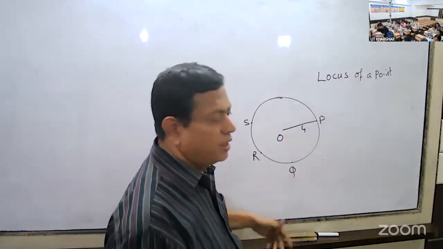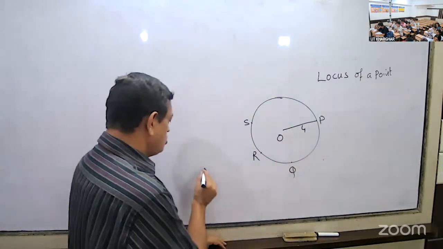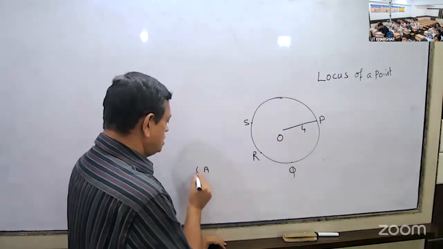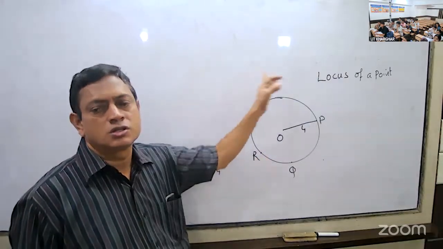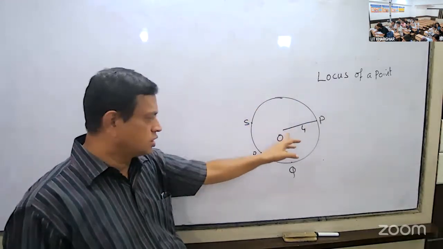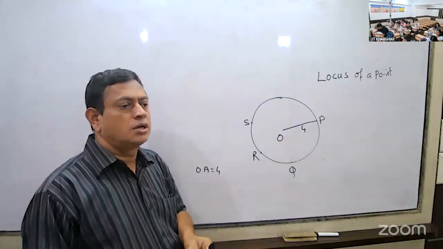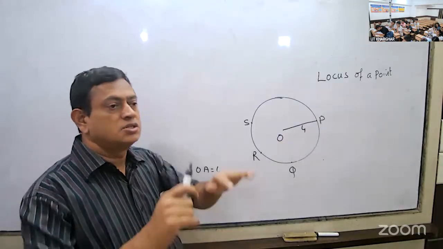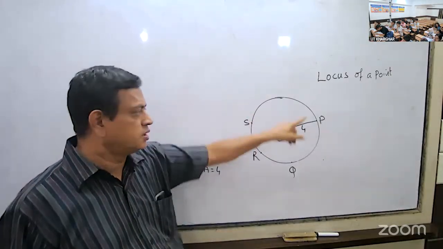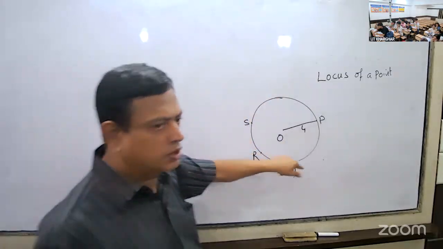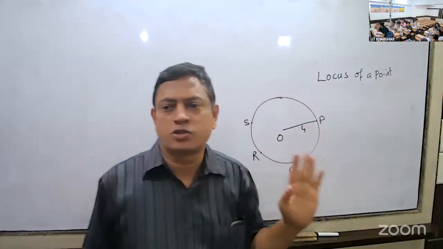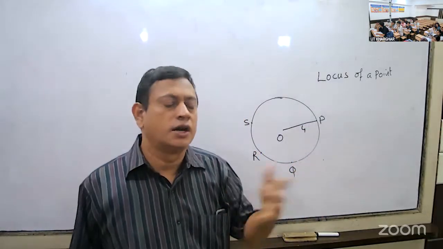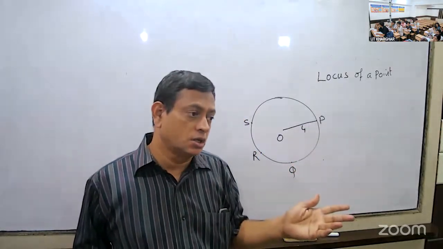Now, again, if there is a point, let's say A, such that OA is equal to 4, then where is A? A will be on the circle, because the radius is equal to 4. So, understood what is the meaning of locus? It is all the points having a common property. Every point has a common property. What is the common property? At a distance of 4 cm from the fixed point O. Okay. Now, does it mean locus is a circle? It's not.